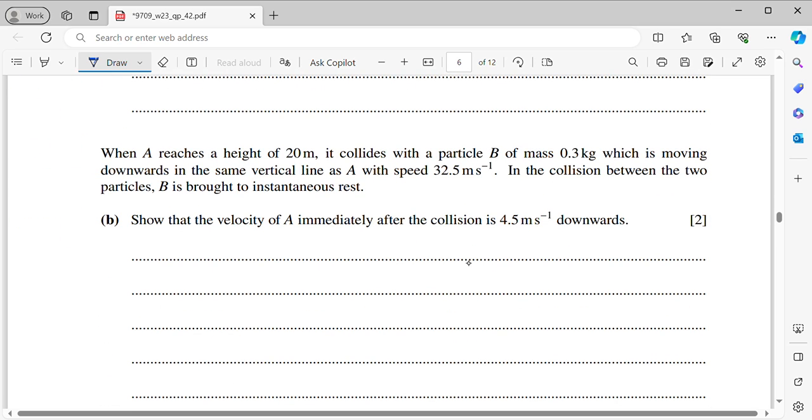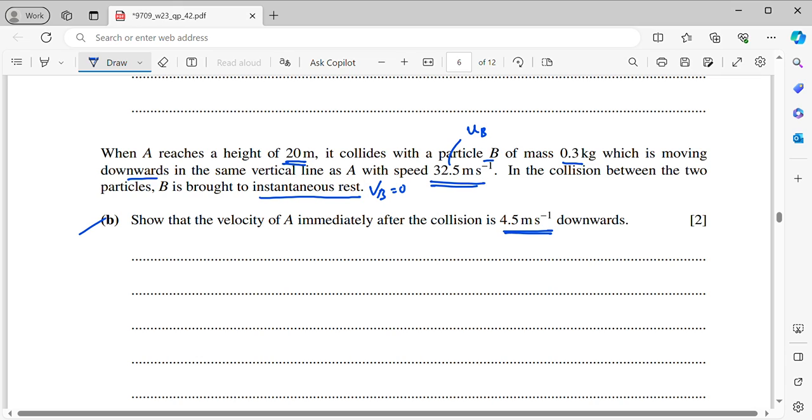Now, when A reaches the height of 20 meters, it collides with a particle B of mass 0.3 kg, which is moving downwards in the same vertical line as A with speed 32.5 meters per second. So this is the UB. In the collision between the two particles, B is brought to instantaneous rest, meaning that VB is 0. (b) Show that the velocity of A immediately after the collision is 4.5 meters per second downwards.